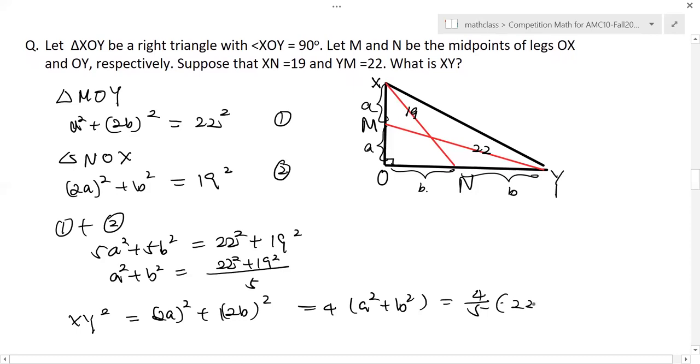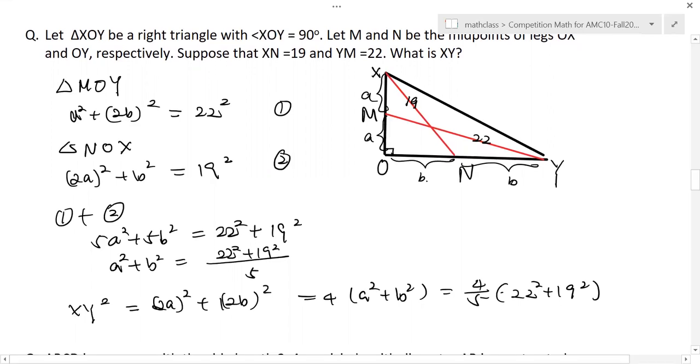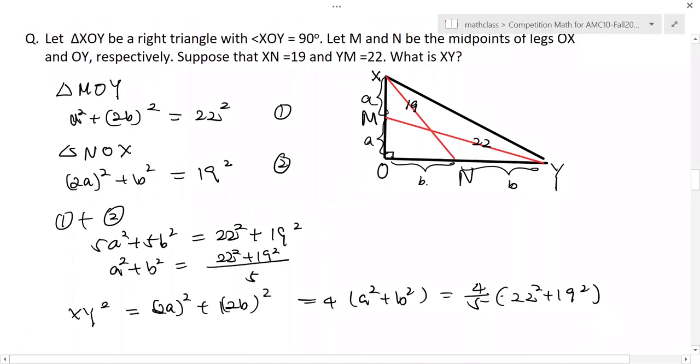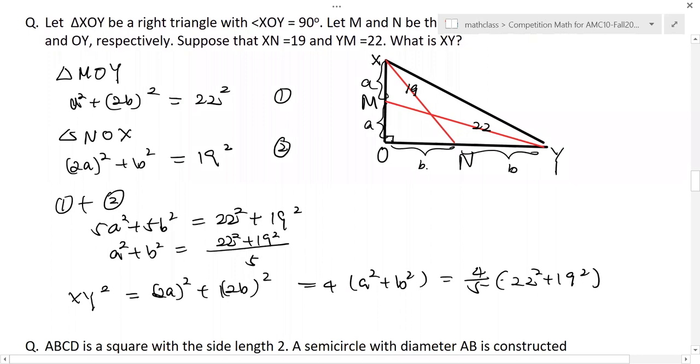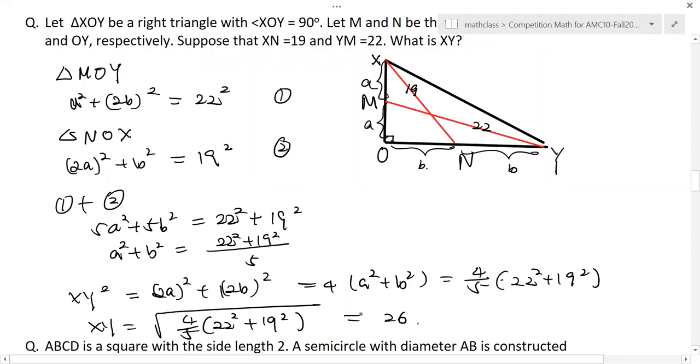Yeah. Right? So 22 squared plus 19 squared. Then you simplify it, and then you get x times one. Okay. So then you have x times y, it's the square root of 4 over 5, 22 squared plus 19 squared. And I want to tell you this is equal to, I think, 26. Using a calculator, you can figure it out, 26 squares. So that is the answer.